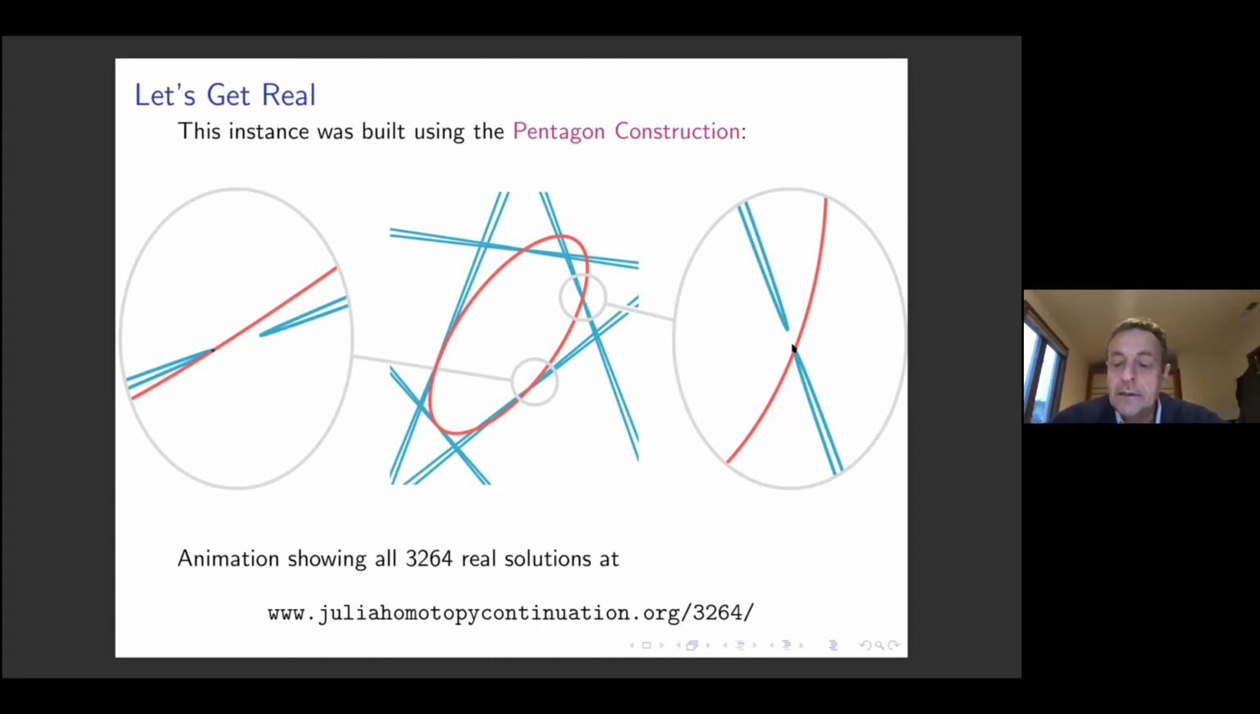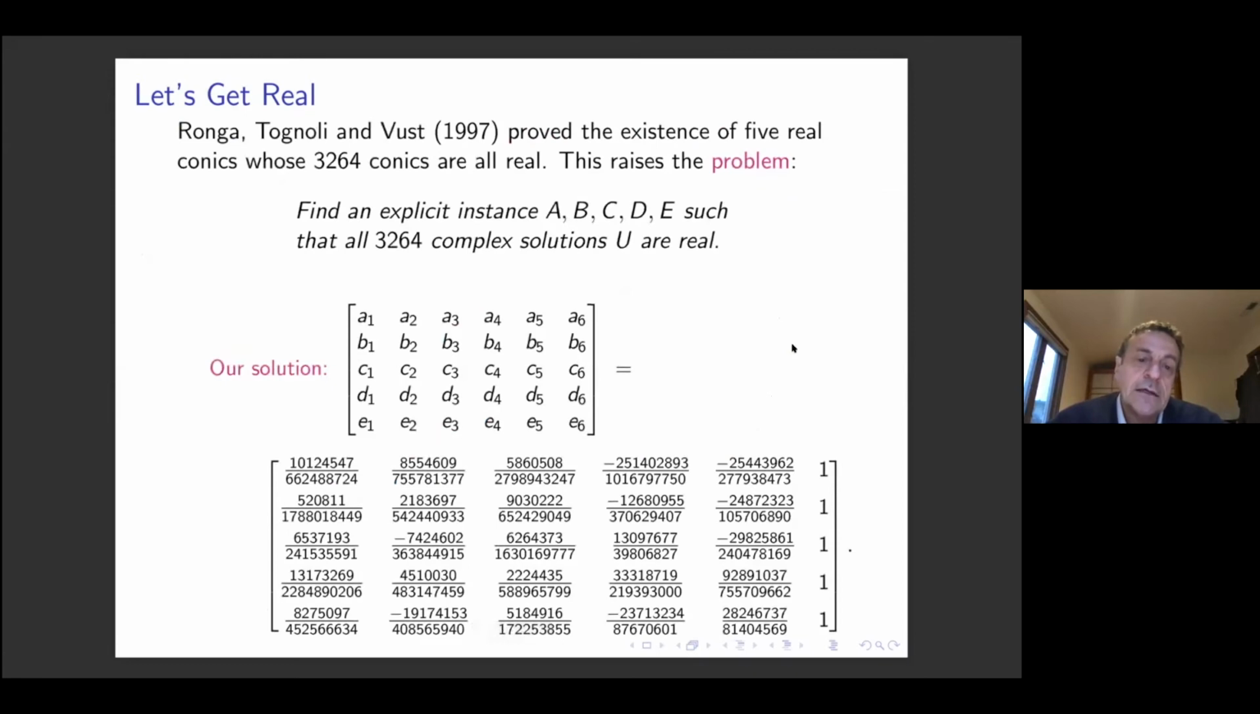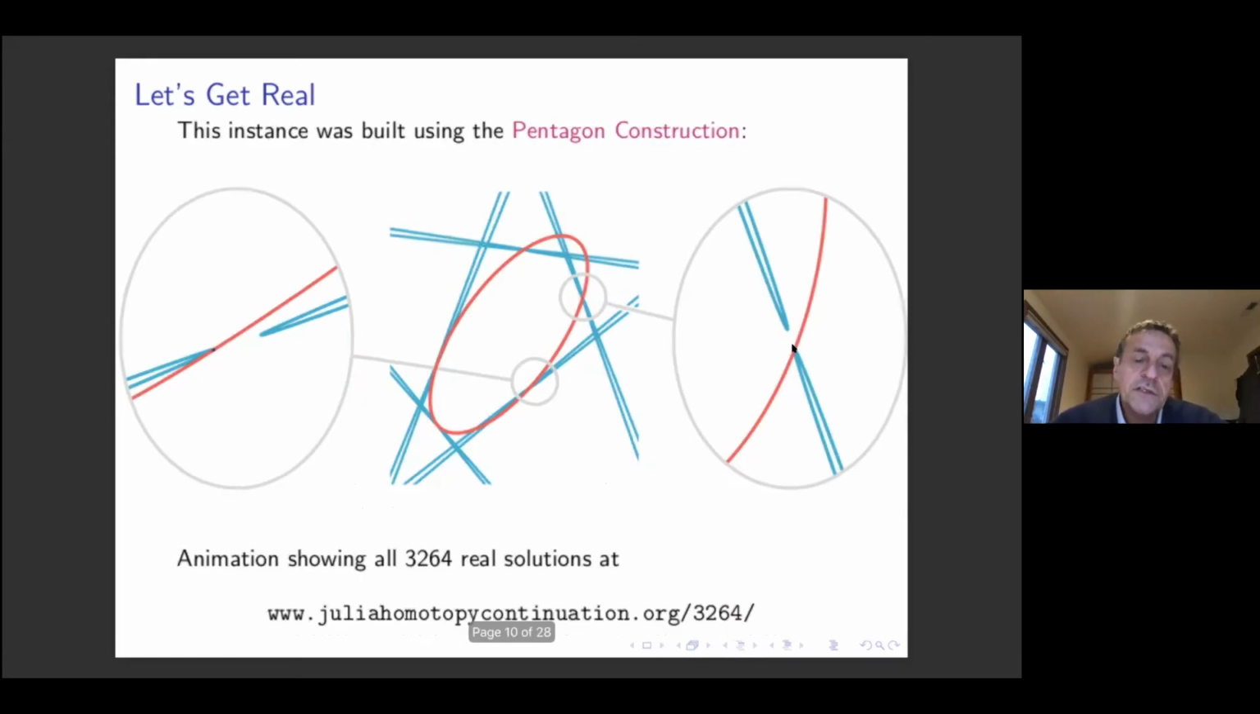And this instance is a numerical version of this. At the website, there's also a very nice animation that cycles you through all the 3,264 real solutions. So there's a picture that looks like the pentagon, and then it scrolls through the red conics.